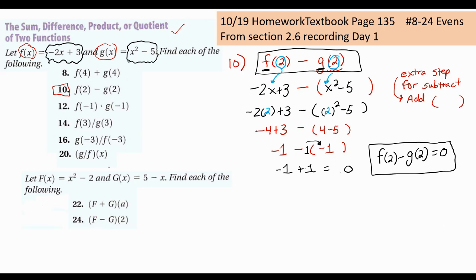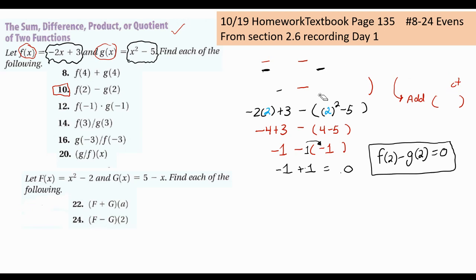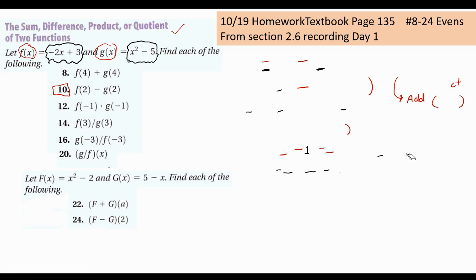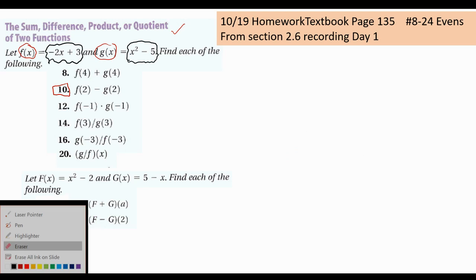You can hit pause here if you need a minute. Okay, so now I'm going to have you do number 8 on your own. So please do number 8 on your own. Let's see how that goes. Hit pause.